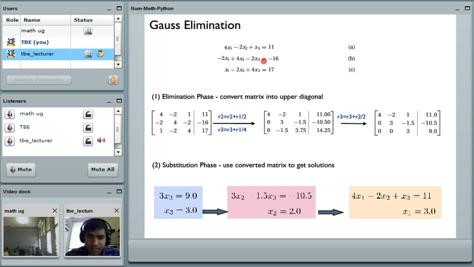Now I'm going to convert these equations into matrix form first. In the matrix form, 4, minus 2, 1 form the first row, minus 2, 4, minus 2 form the second row, and 1, minus 2, 4 form the third row. This particular line denotes that I'm going to do this operation simultaneously. And 11, minus 8, 7 constitutes the right-hand side.